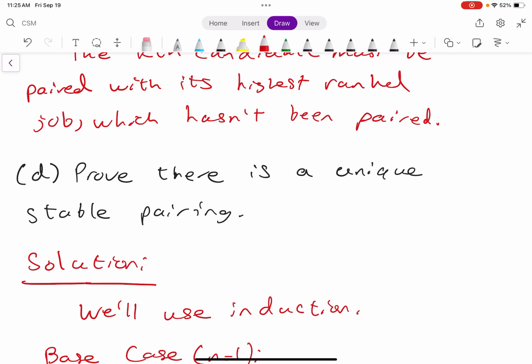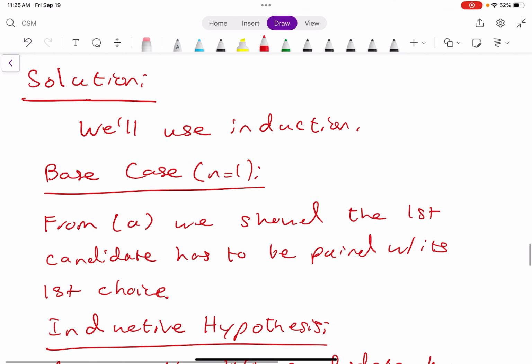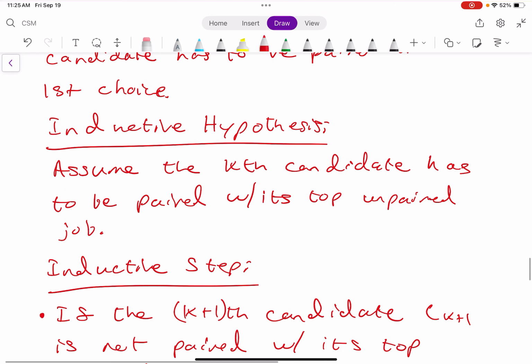Part D asks us to prove that there is a unique stable pairing. To show this, we'll use induction. For our base case, we say that the first candidate has to be paired with its first choice, which we proved in part A. For our inductive hypothesis, we'll assume that the kth candidate has to be paired with its top unpaired job.